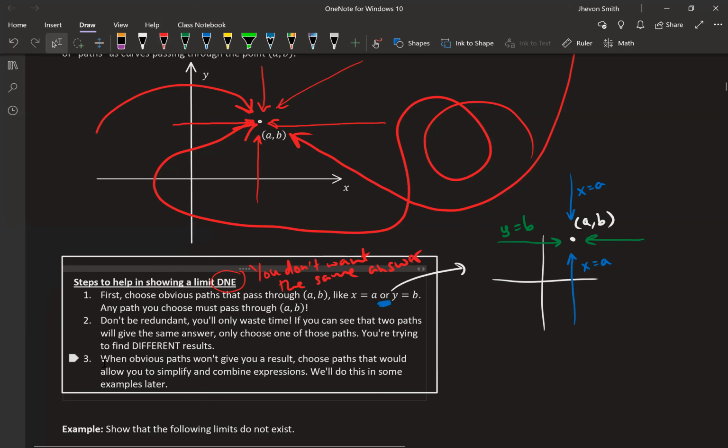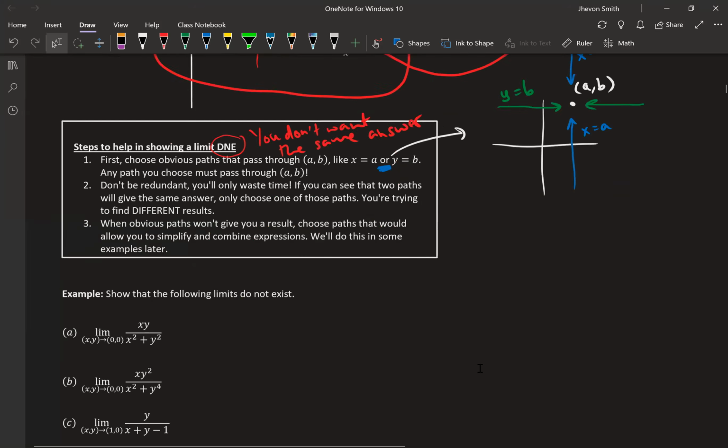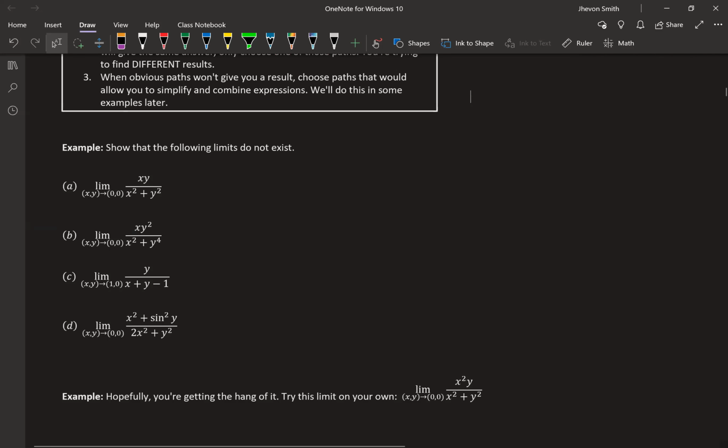Step 1 and step 3 is what you want to do. Step 2 is what you want to avoid. So let me show you some examples. We're going to do these examples here.